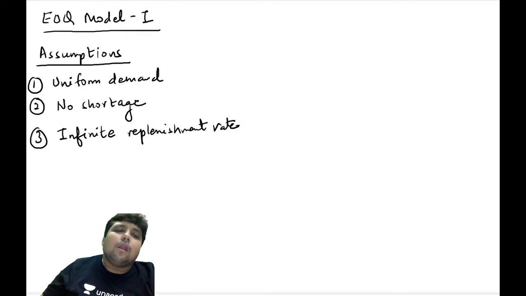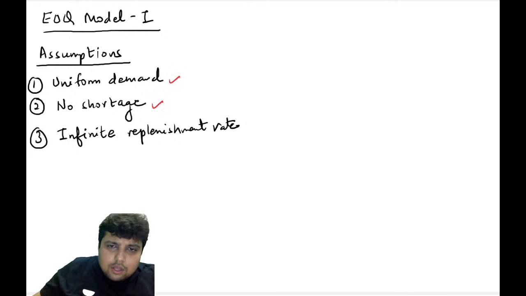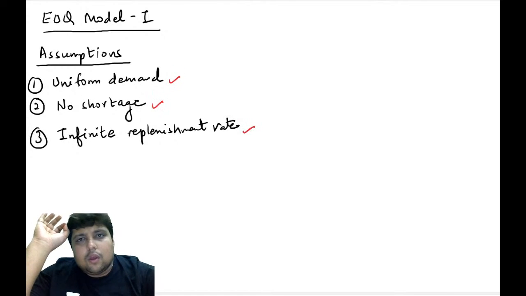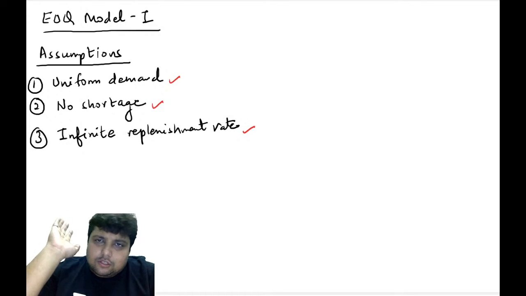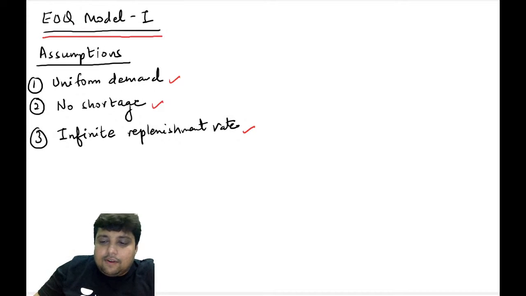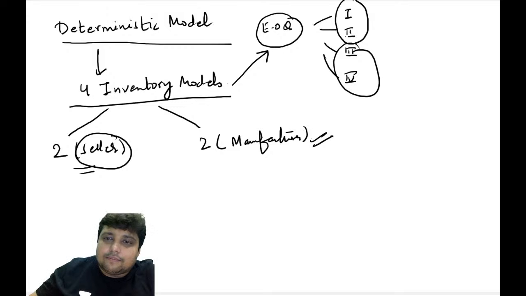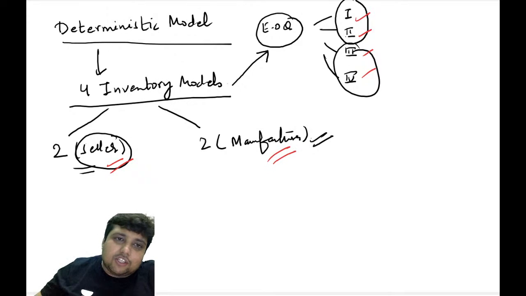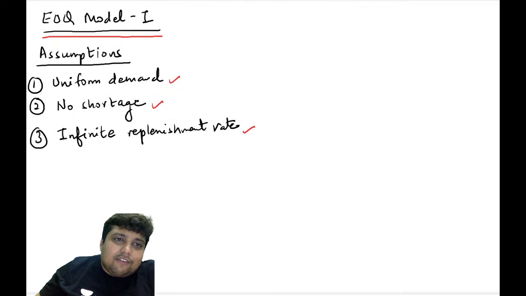So, these are the three assumptions that we are considering while discussing these EOQ models. Okay. All I am saying is I am currently discussing EOQ model 1. We will discuss 4 models in this category. 2 of the models are going to be for seller, 2 models are going to be for manufacturer. Now I am considering the very first model, and in the very first model there are 3 assumptions, and the assumptions are: number 1, the demand will remain uniform.